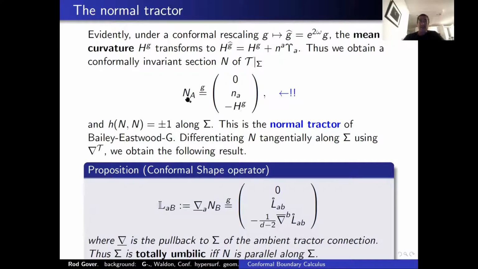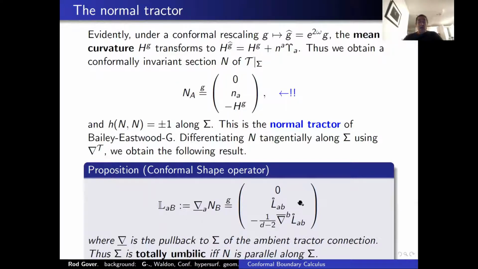This is a tractor. It actually has weight 0, so it's a genuine tractor. And so when we operate with the tractor connection, we get an invariant answer. And if you just differentiate tangentially along the hypersurface, this is what you get. You get 0 again in the top slot. You get the trace-free second fundamental form in the middle slot, and then just the divergence of that in the bottom slot. So it's just a prolongation of the trace-free second fundamental form. Okay, so this we call, for example, the conformal shape operator. I'm not sure if we ever completely fix names to these things, but that's one thing to call that.